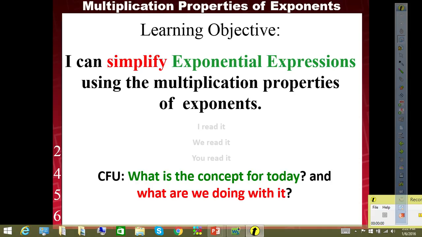So today, like I said, we're revisiting exponents. We already covered that at the beginning of the year. But today I want to make sure that you understand the property that we're looking at.